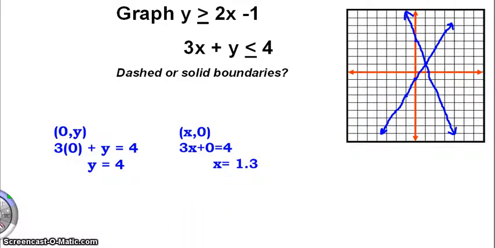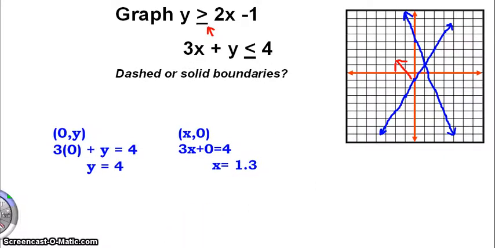Now let's see how we shade. So for my first one, let's compare to my y-intercept at -1. It says greater than or equal to. Well, all the numbers greater than or equal to -1 would be above that. So I will shade above this -1. So that would be all on this side of that graph. So all here, all here, all here. So and then we'll be shading over on this side of the line. Okay? So how do I shade for the other side?